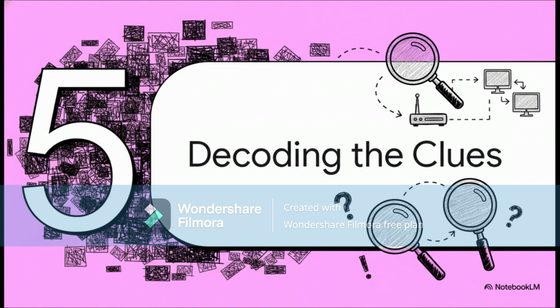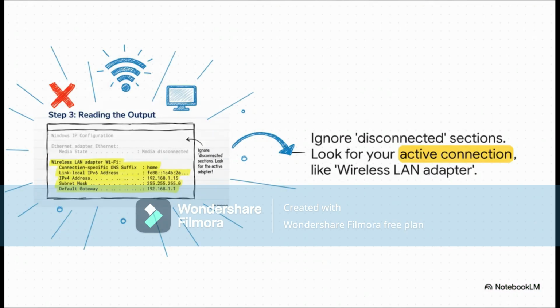So once you run that command, you're going to see a whole bunch of text appear. I know, it might look a little intimidating at first, but don't worry. Let's break down exactly what you need to look for. First things first, you can pretty much ignore any part that says media disconnected. What you're looking for is your active connection. It's usually labeled something obvious, like wireless LAN adapter Wi-Fi or maybe Ethernet adapter. That's where all the good stuff is.